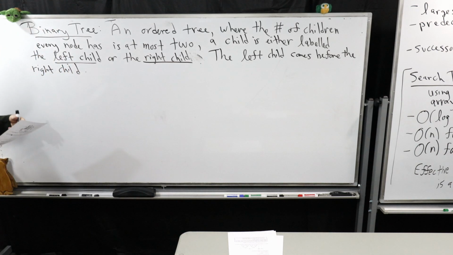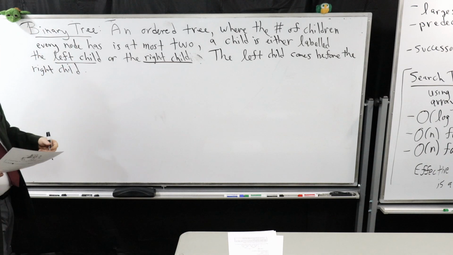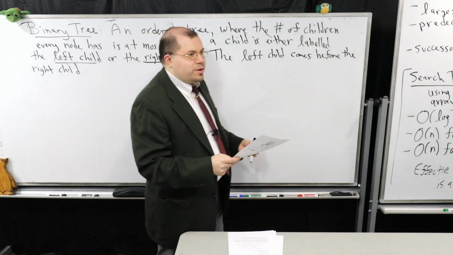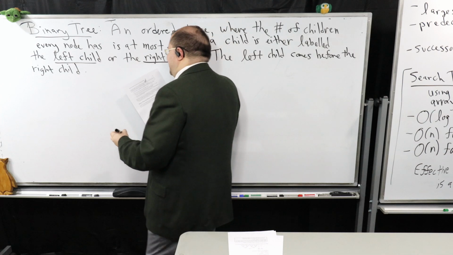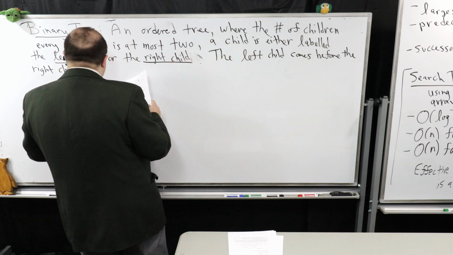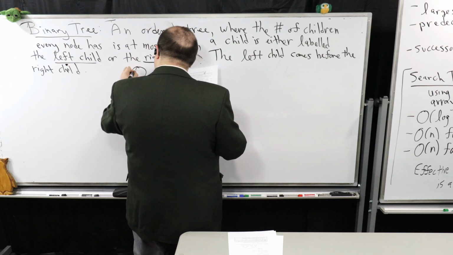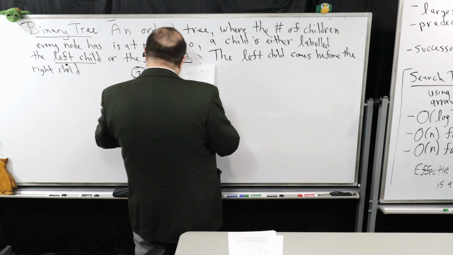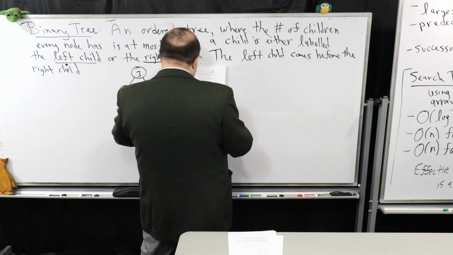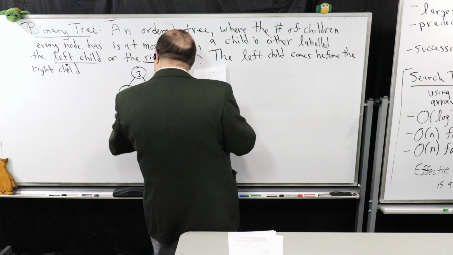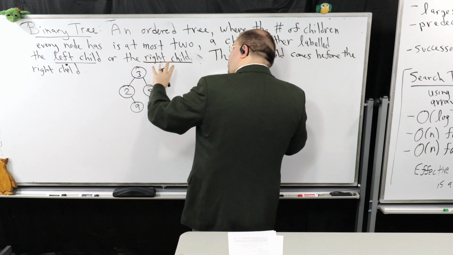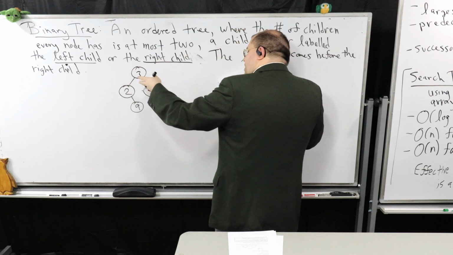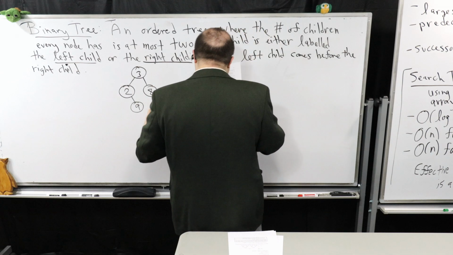I'm presuming that this is a rooted tree, but you could define binary trees for unrooted trees, trees with no roots. But we'll almost exclusively be talking about rooted trees. So for example, if I have this tree here, I'll normally draw it so that if I have a left child, it's drawn to the left. If it's a right child, it's to the right.